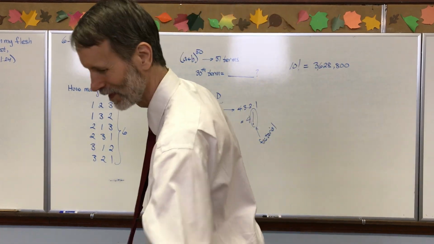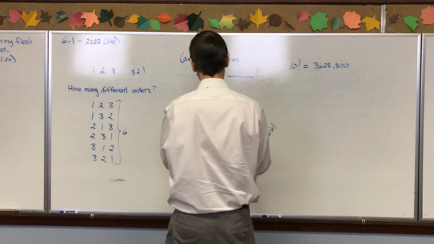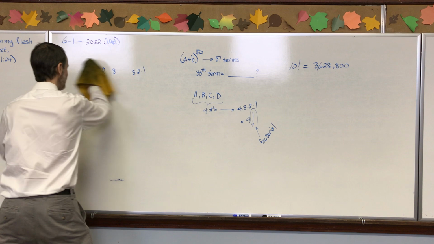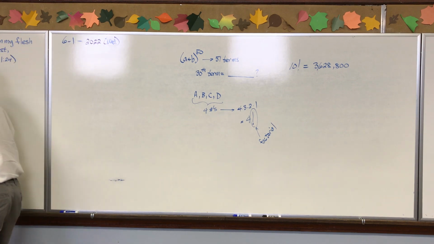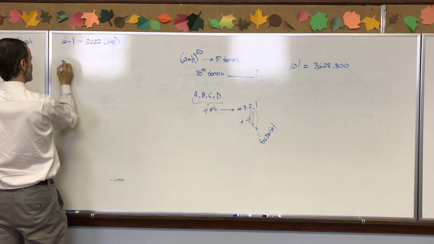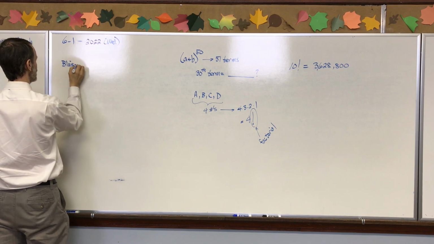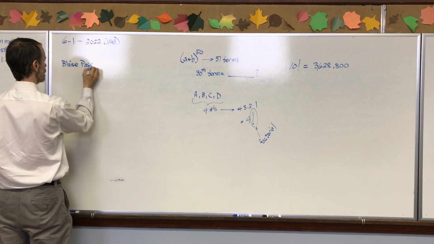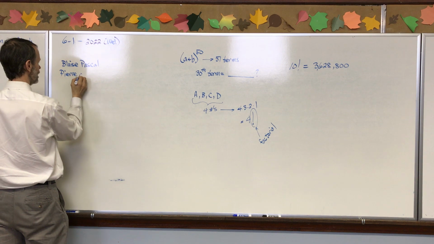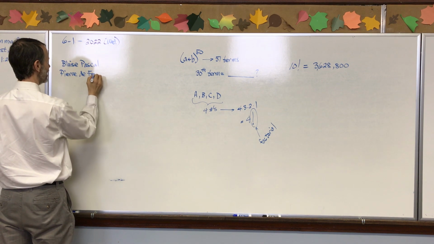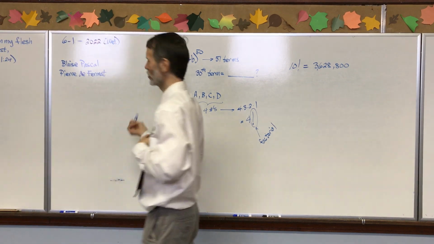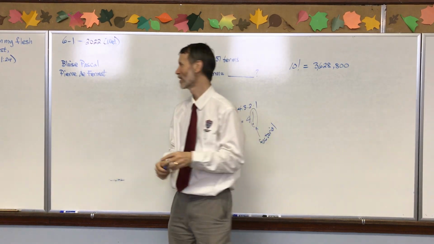Now, Blaise Pascal and his pen pal. But I should probably give you the name of his pen pal. So Blaise Pascal and Pierre de Fermat, the T at the end is silent. They were exchanging letters back and forth talking about probability.